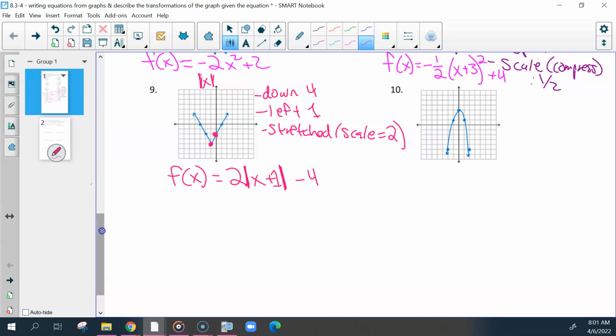After we do this last one, I'm going to give you practice so that you can practice this. Let's do this last one. This is what type of function? Quadratic. And what happened to this? Reflection over the x-axis. Went up 3. And it also stretched by 2 again.